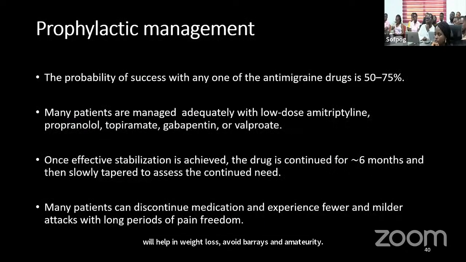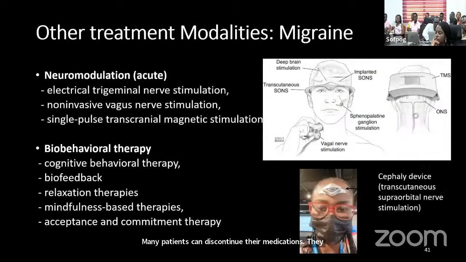Right. So as I mentioned earlier on, about 50% to 75% reduction is considered adequate when it comes to prophylaxis in migraine. Okay, we're looking at reduction in frequency or severity of the headache. Now, once this is achieved, you want to continue the treatment for about 6 months and then slowly taper it. Okay, many patients can discontinue their medications. They will experience fewer and milder attacks with long periods of pain freedom.